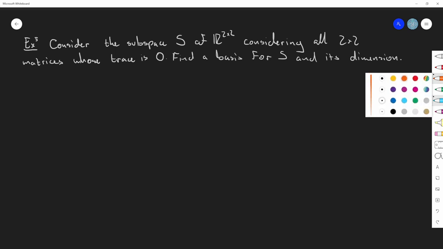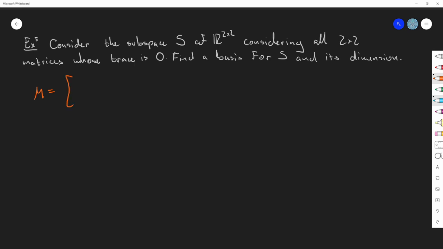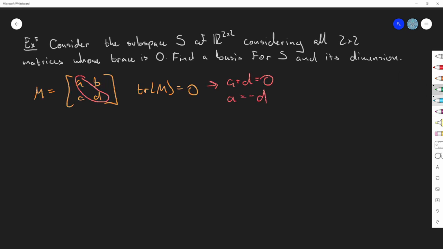So we're just gonna have a matrix M, A, B, C, D, and we want this property where the trace of M is equal to 0. If you don't remember, the trace is literally just the sum of the main diagonal. So for this to be true, A plus D must equal 0, so A is equal to negative D.